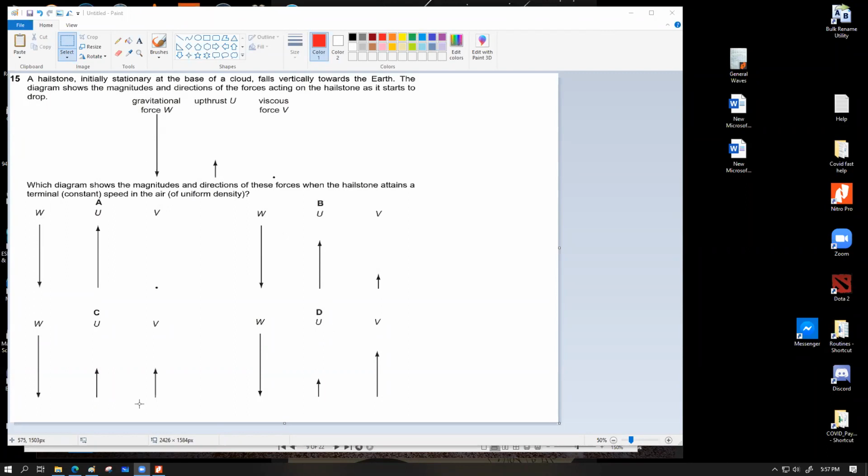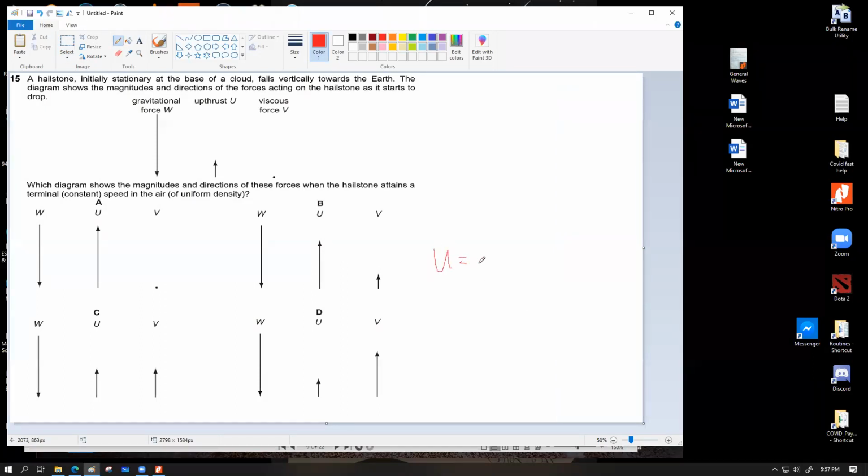Number two, the object is going to fall downwards and it is going to fall through uniform density of air. Now the equation that I just wrote a bit earlier, I'm going to write this over since upthrust depends on the fluid density multiplied by the volume of the object multiplied by g. As the hailstone is going to fall downwards, the volume is going to remain same, the density of fluid is same, because the question tells us so.